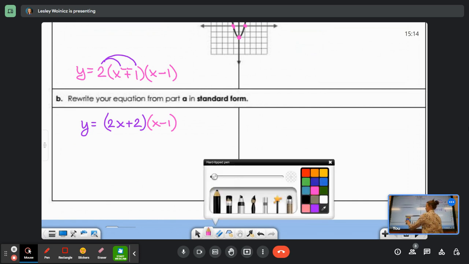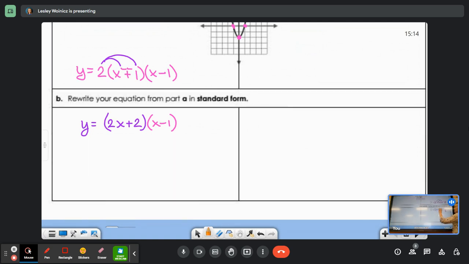Okay. Now we have to distribute again. 2x times x gives us 2x squared. 2x times -1 gives us -2x. 2 times x, +2x. 2 times -1 gives us -2. What do you notice about our like terms?